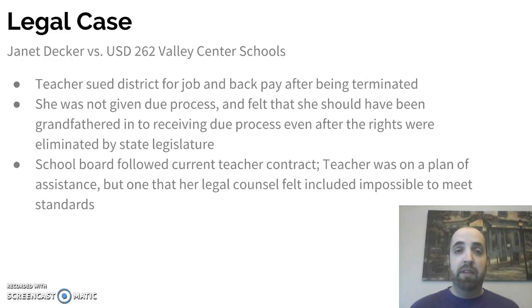She was not given due process. It was not a law for teachers to be allowed due process at this time. This would have been after the Kansas State Legislature had eliminated due process rights for teachers. The school board, on their side, felt they followed the current teacher contract. The teacher had been on a plan of assistance for a year, had not followed through with what was on the plan of assistance, and so they felt justified in going forward with the non-renewal. Her legal counsel felt that the plan of assistance could not have been accomplished in 1 year, and so it was really just a joke to have her on that.